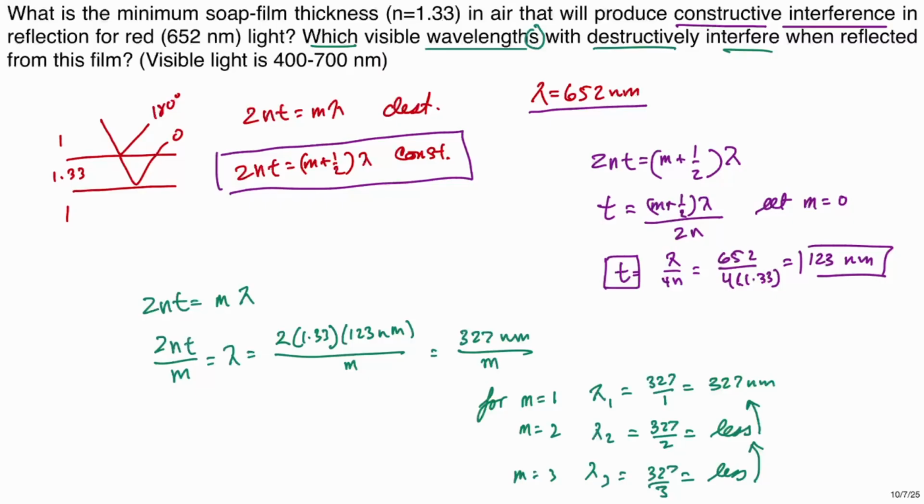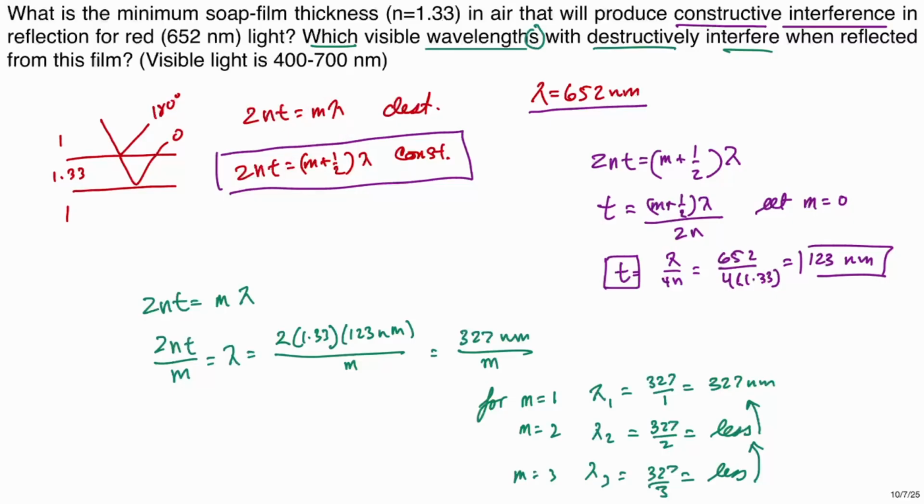And if you have m plus a half, m can be 0. You could have negative m's if you wanted, but it's just a reflection of what's going on around 0. With m lambda you can't have 0, because there's no thickness there.